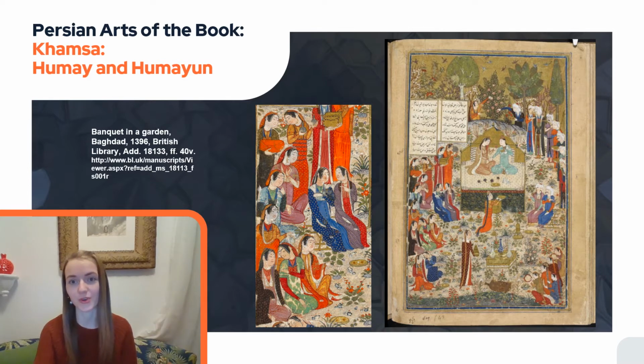It is a love story of the Persian prince Humay, who is led to the queen of the fairies, who in turn shows him a portrait of Humayun, the daughter of the emperor of China. He falls in love with her, and through many adventures he is able to marry her and becomes the ruler of China.